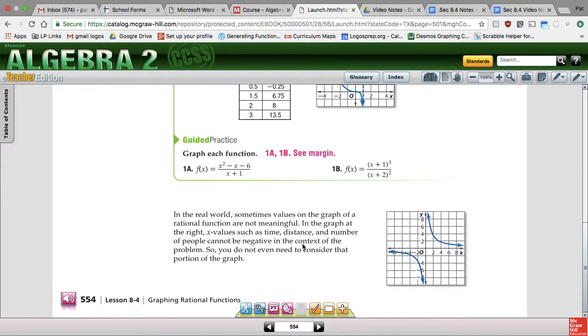Sometimes in the real world, the graph of rational functions is meaningful, and sometimes parts of it aren't. For instance, distance and number of people can never be negative. So in context, if this was the graph of one of those contexts, then we would ignore anything to the left of 0. We would need this part over here because, again, we can't have time or distance being negative.